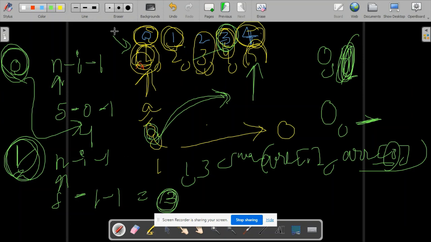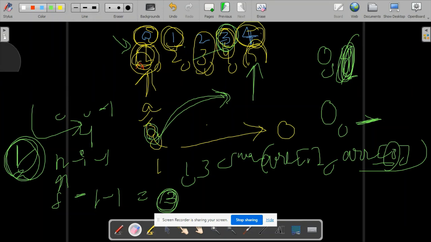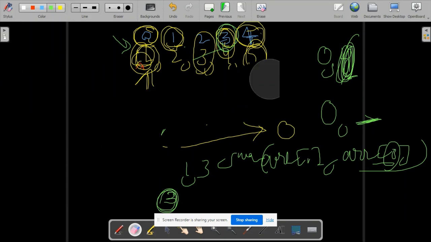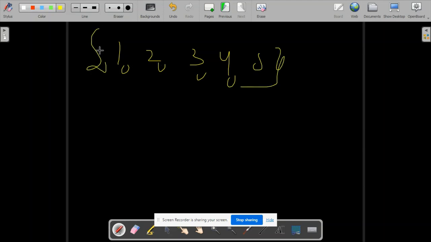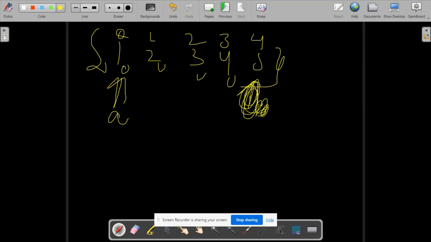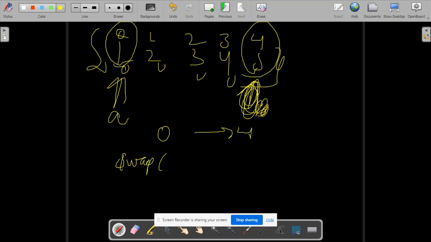So do you think there is really any need of the second variable? Is there any need of the second variable? My question to you. This was your array, and these were the indices, right? So earlier you were keeping a variable here and another variable here, right? Now I am asking you, I am not giving you this B. From this 0, because you know that the 0th index value you have to swap with this 4th index. I have given you index 0. Can you find out this index 4 by yourself? Like I am giving you this formula, arr of 0.